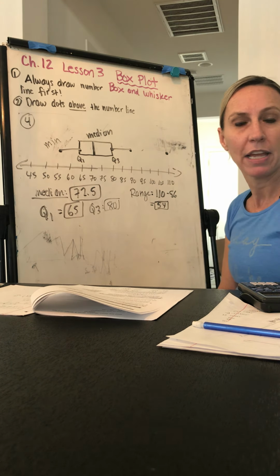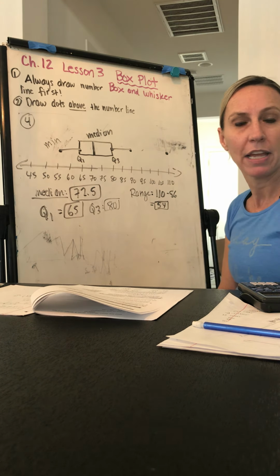So, our range is 54, and then the interquartile range, do you guys remember how to find that? You take Q3, which is 80, and you subtract out Q1. So our interquartile range is 15, 80 minus 65. And then times it by 1.5, to find the outlier.